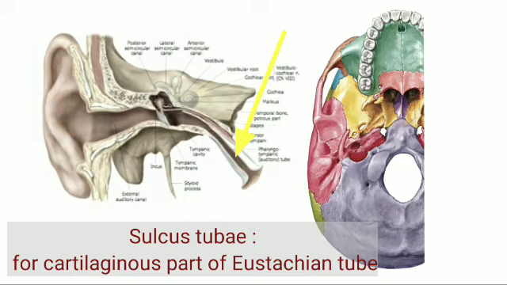So where are you supposed to trace this sulcus tubae? Sulcus tubae is located along the posteromedial margin of the greater wing of sphenoid here in the Norma Basalis at its junction with the petrous part of temporal bone, that is sulcus tubae.